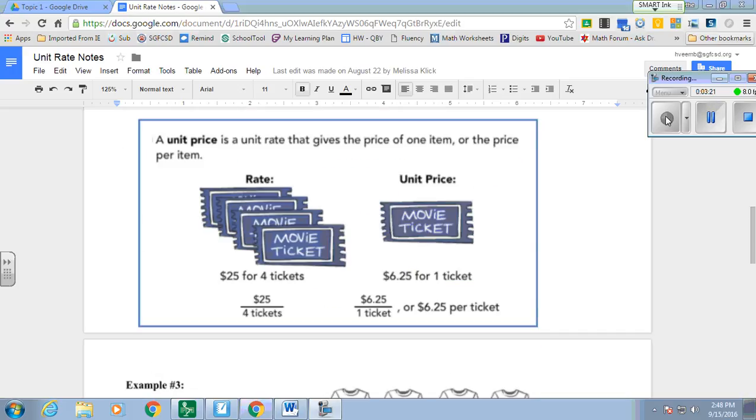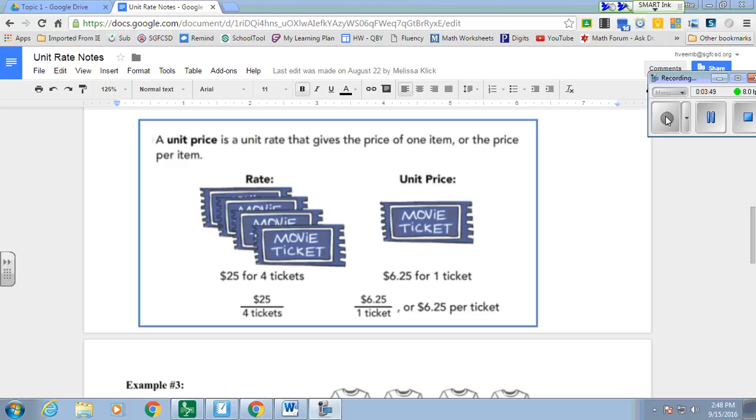Next, we have another definition very similar to unit rate. This one, though, involves our favorite thing, money, money, money. Unit price. It is a unit rate that gives the price of 1 item or the price per item. Again, this is what I would really be using when I go to the grocery store. If you ever notice the price of the item, they'll have the price of that 1 item, and then they'll also have another unit price there to help you figure stuff out.